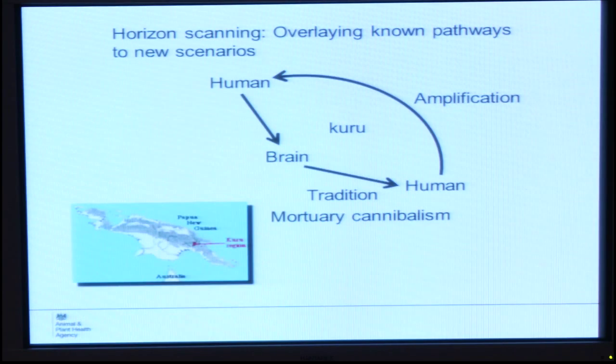Now, looking at a slightly different approach where we overlay a new scenario on a known pathway. So I've just taken this as an example, really. This is Kuru in Papua New Guinea in the Fore tribe. And I think it was Carleton Gajdusek who worked out that it's because of the tradition of mortuary cannibalism, where I think it's the women eat the brains of deceased relatives. And this transmits this TSE called Kuru.